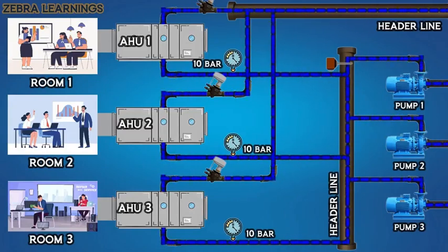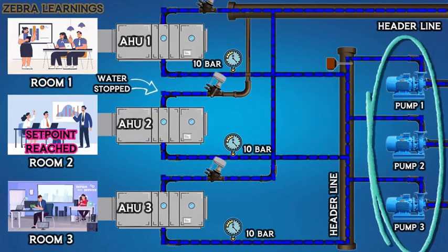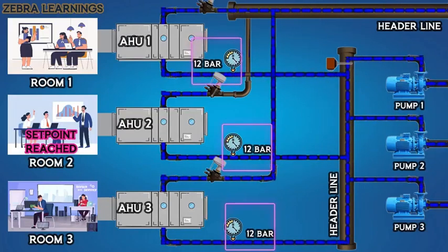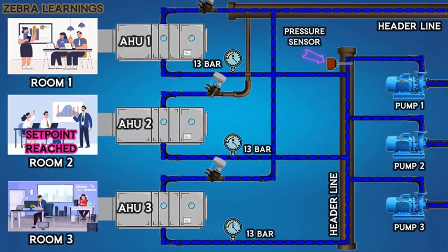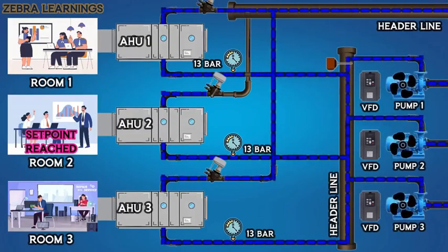Now, if the temperature of a room reaches the set point, the PICV will close in the AHU of that room. As a two-way valve is installed in the PICV, the water going to the AHU stops. As the pumps continue to send water, even after the valve is closed, the pressure in the pipeline increases. When the pressure in the pipeline increases, the pressure sensor installed in the pipeline sends a signal to the VFD of the pump. Then the VFD will reduce the speed of the pump, according to the pressure, and maintain the pressure of 10 bars in the pipeline.